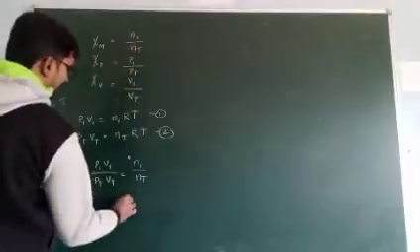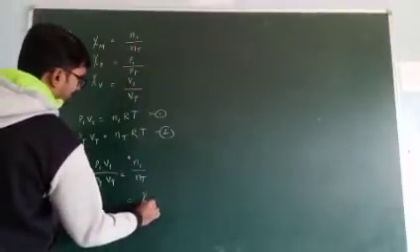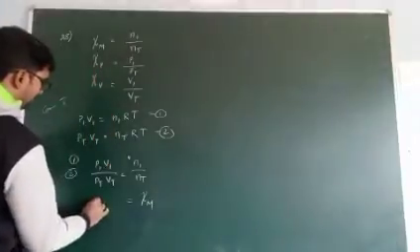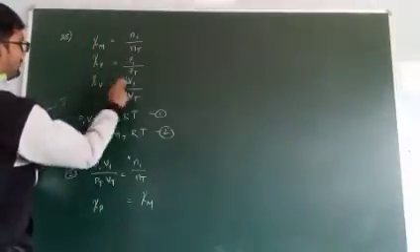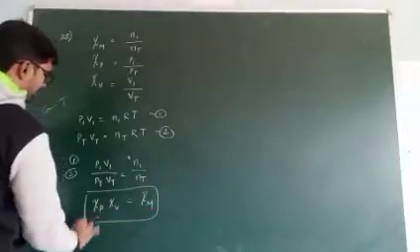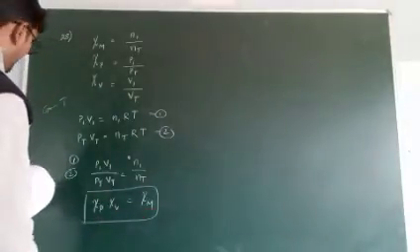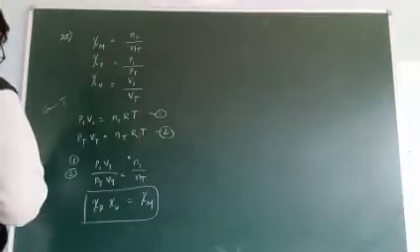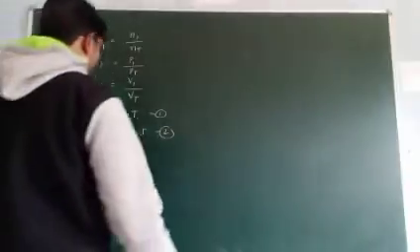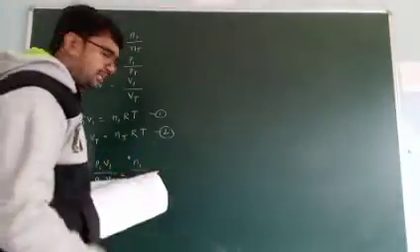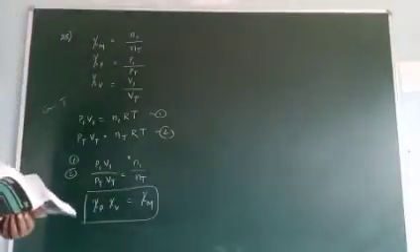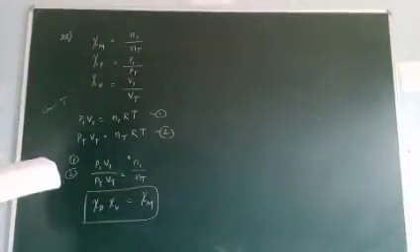N1 by nT means psi m. P1 by PT value is psi p. V1 by VT value is psi v. So simply this is the answer: psi m is equal to psi p into psi v. So option C is correct. But in the textbook both are given as equal, though they are not equal. C is psi m is equal to psi p into psi v.